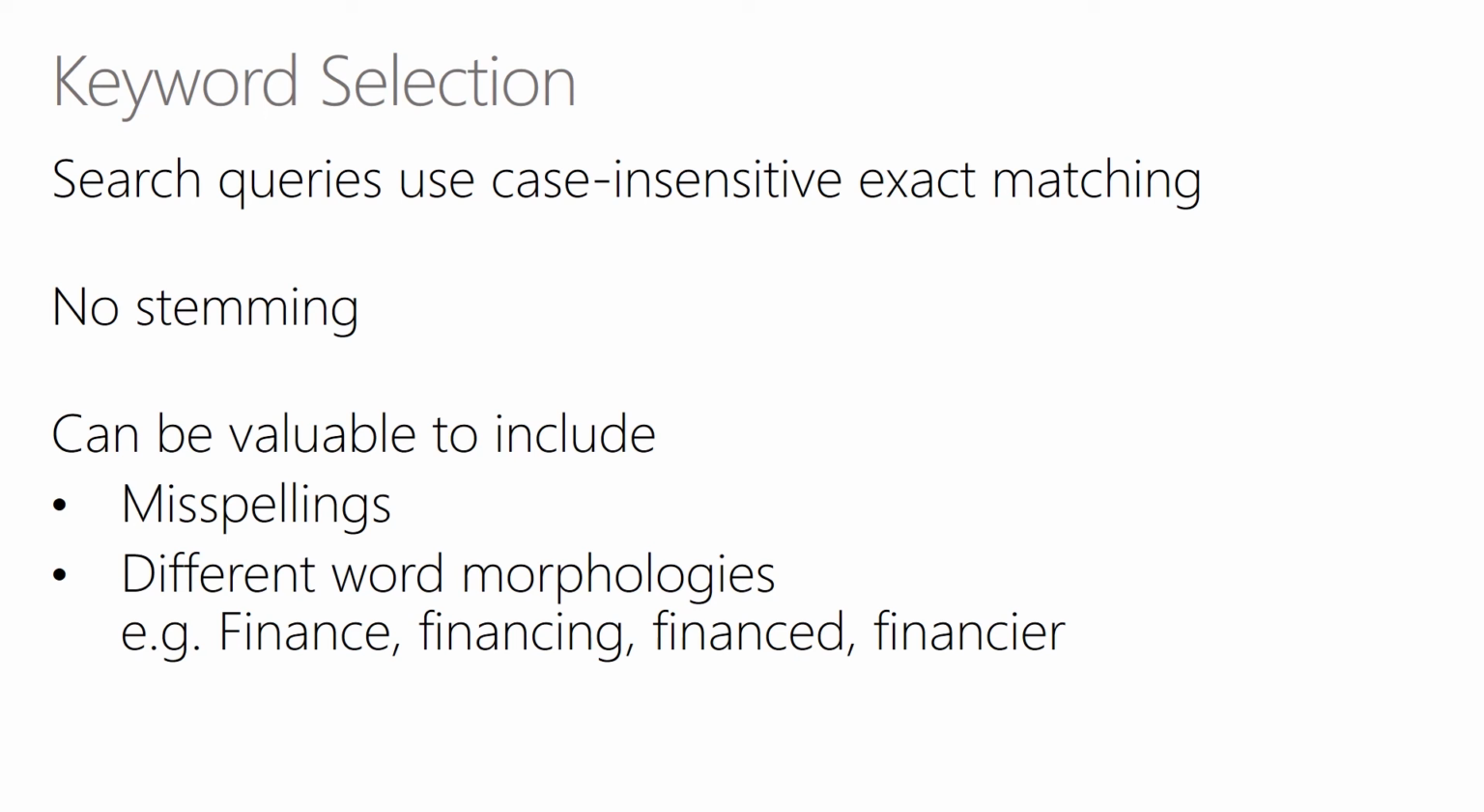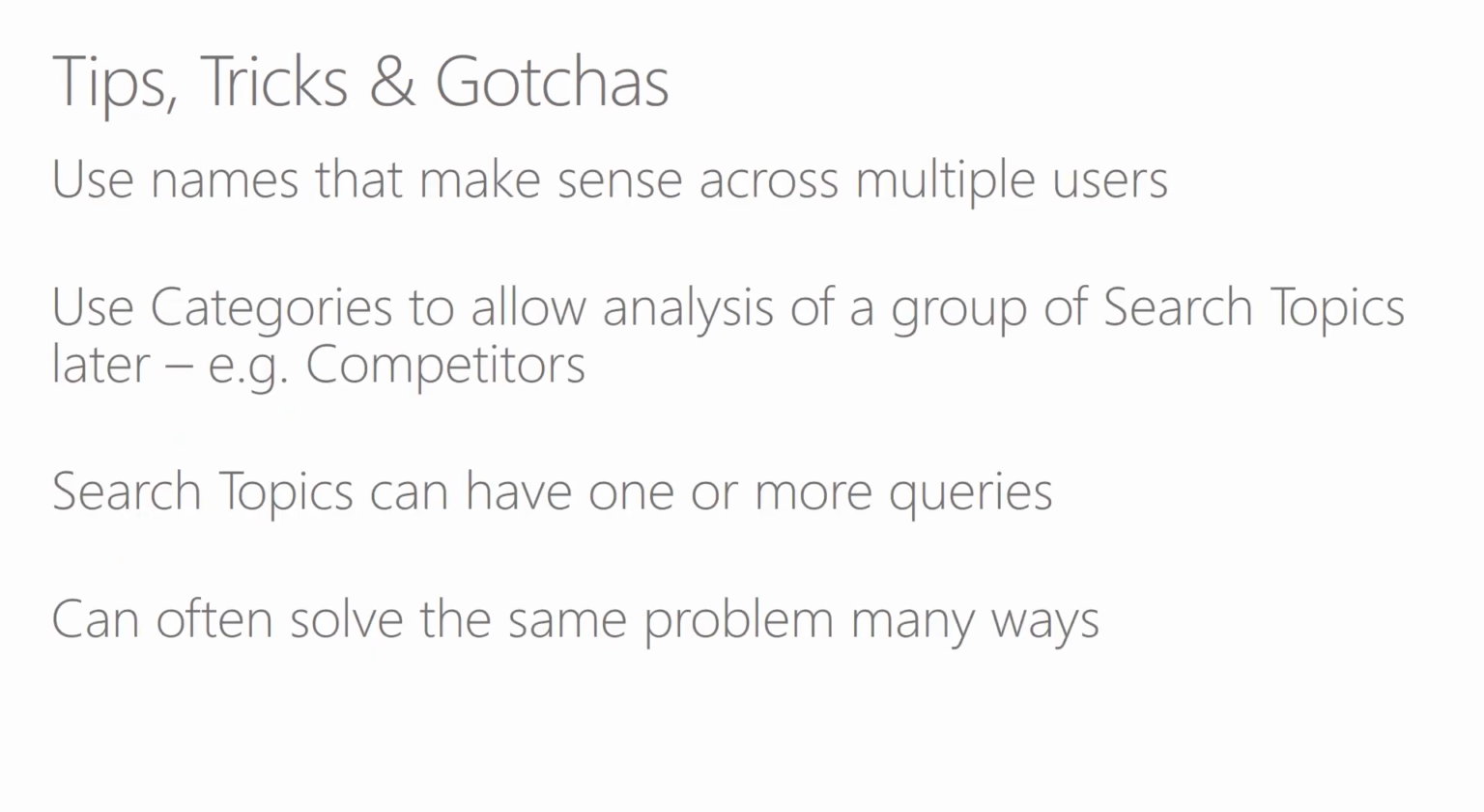Some things that might be valuable to include could be common misspellings. And then again, those different morphologies of the same word, such as finance, financing, financier, and so on. So some tips and tricks and gotchas. We talked about the naming convention. Use those names that make sense across multiple users.